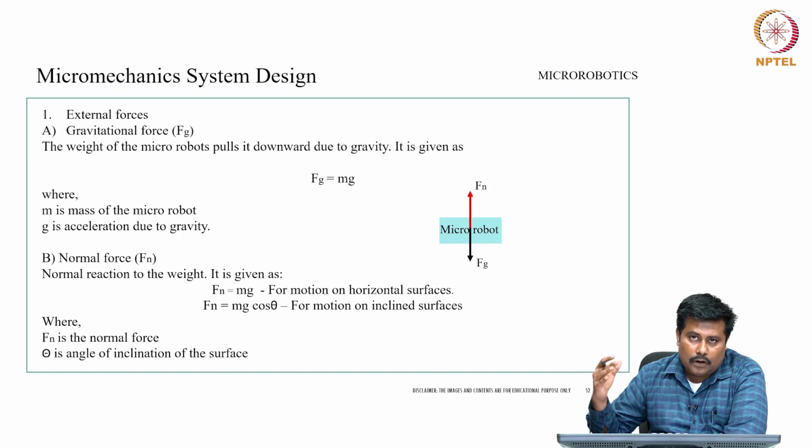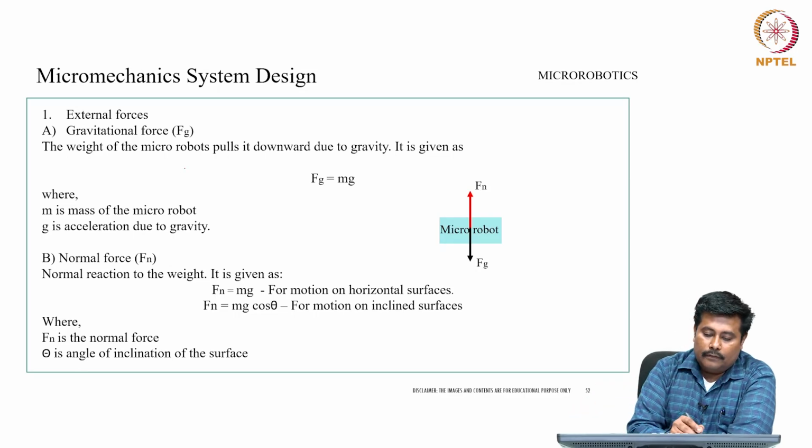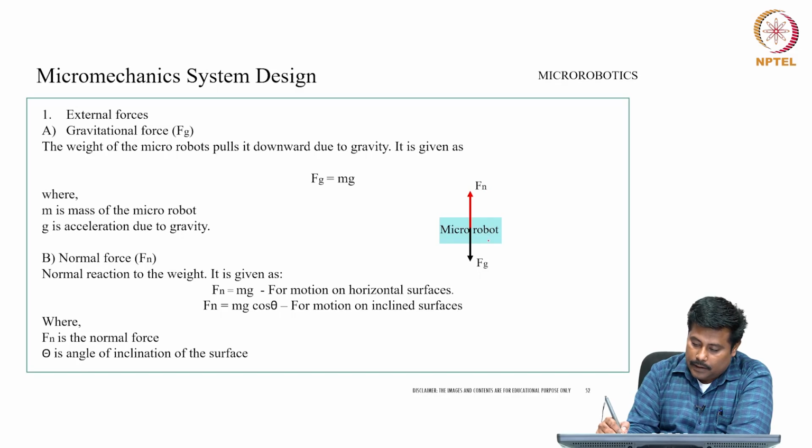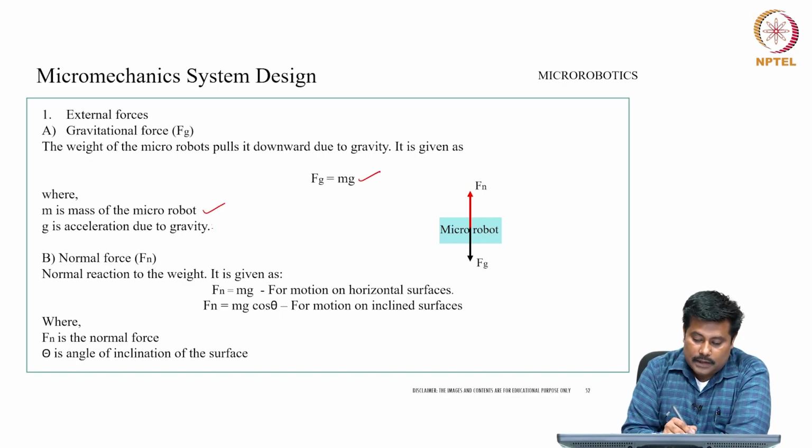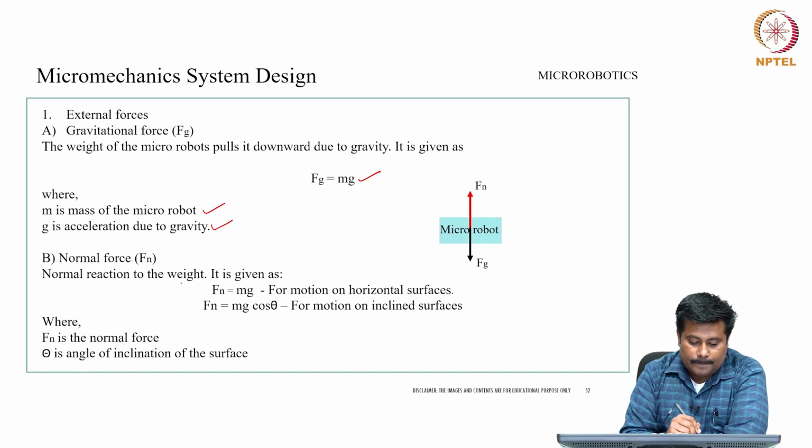When we talk about the external forces, we have the gravitational force, which we represent as Fg. The weight of the micro robot pulls it downwards due to gravity, and it is given as Fg equals mg, where m is the mass of the micro robot and g is the acceleration due to gravity.